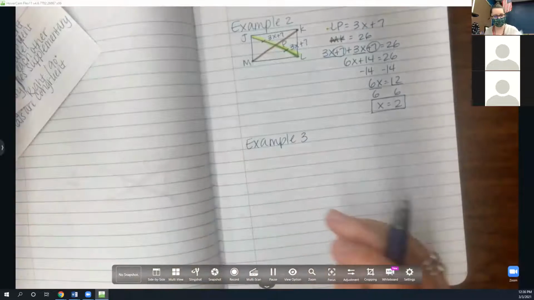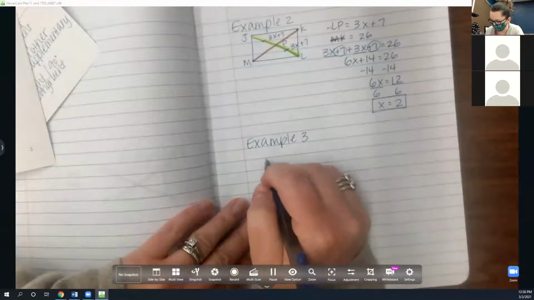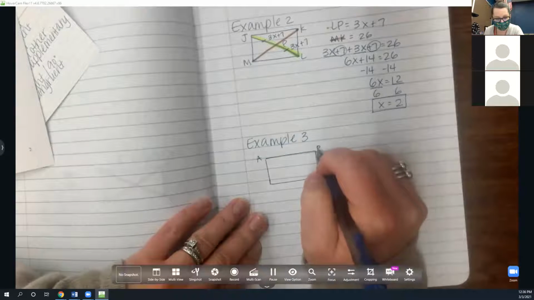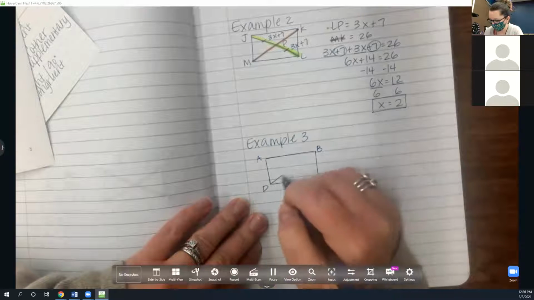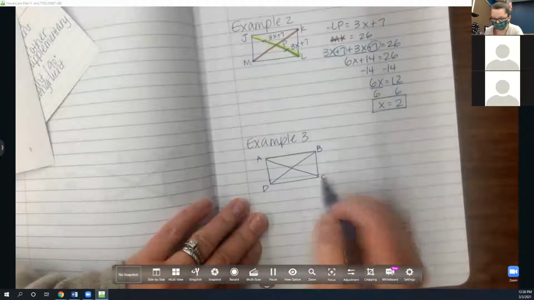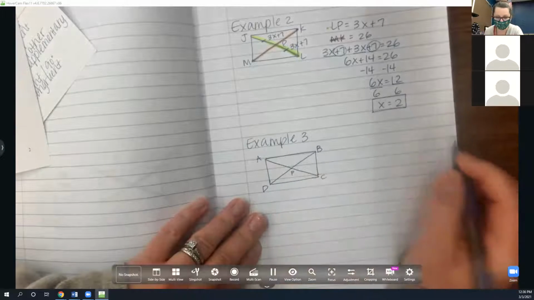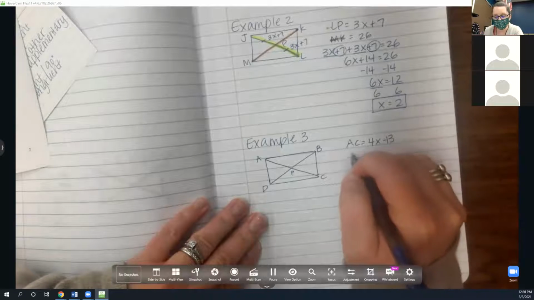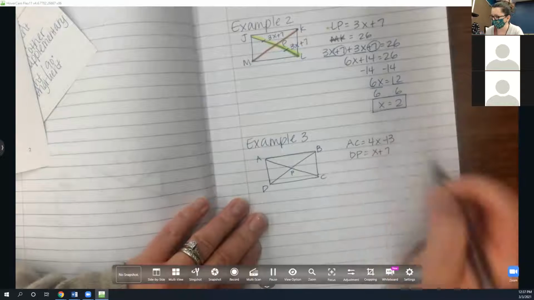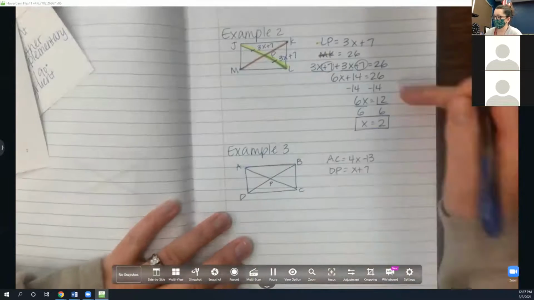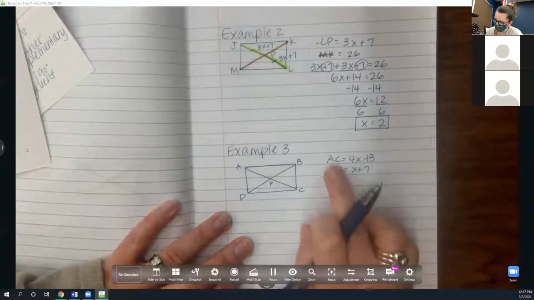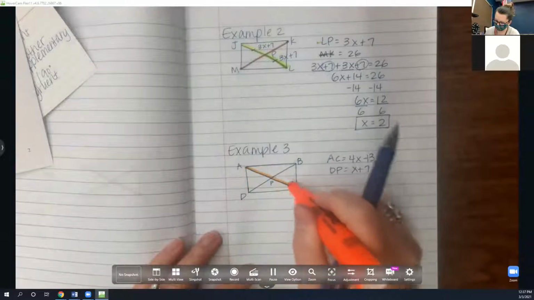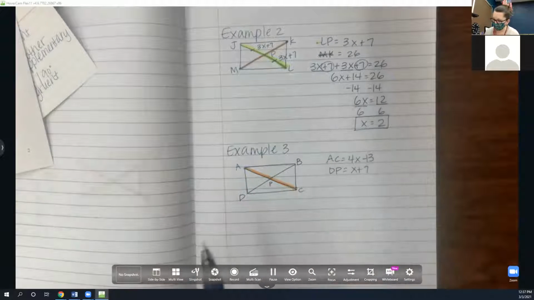Example 3. This is the same as example 2, so it's like doing it over again. But now you're going to get to practice. So we have A, B, C, D. It's a rectangle. We have diagonals again. P is in the middle. AC is 4x minus 13. And DP is x plus 7. So let's look at this. It's the same, just like example 2. If AC is 4x minus 13, that's the whole thing. And DP is x plus 7.